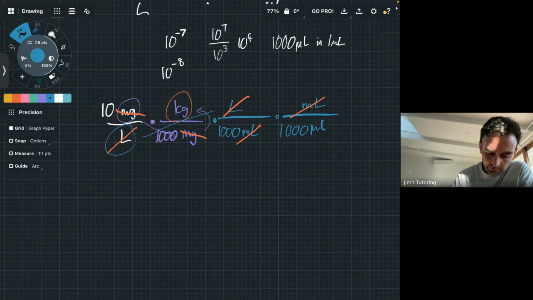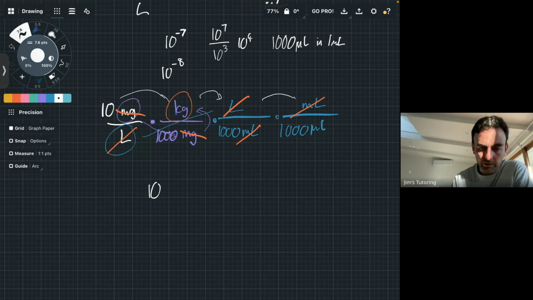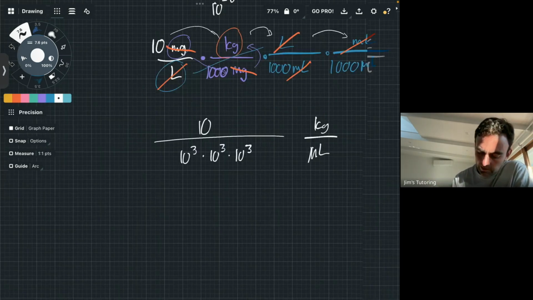So we'll simplify all this. We put the 10 on the top. There's no other numbers on the top, it's just units, and we've crossed them all out. So we just put the 10 on the top, then put all these down the bottom. So we've got 10 to the 3 times 10 to the 3 times 10 to the 3, and we've got kilograms per microliter. I'm just putting all the units over somewhere else so we don't get them confused.